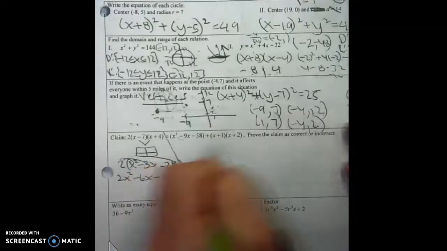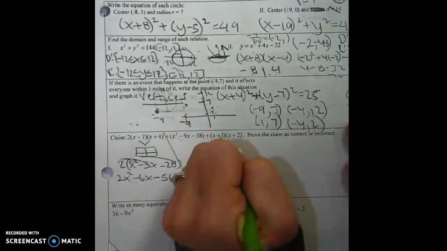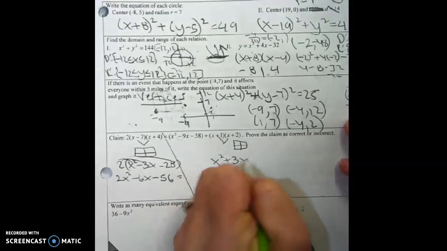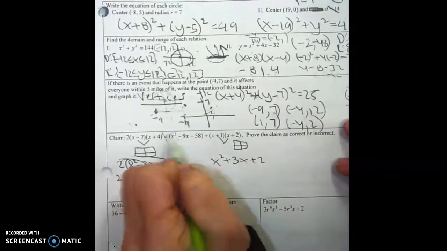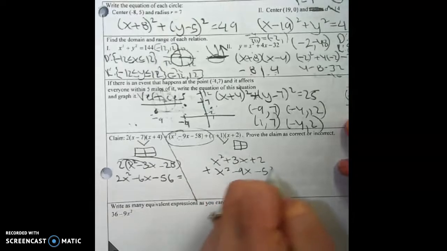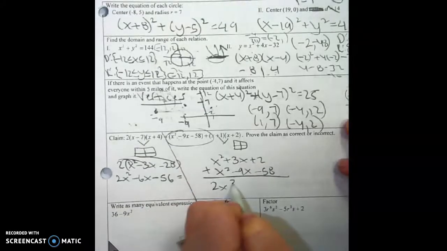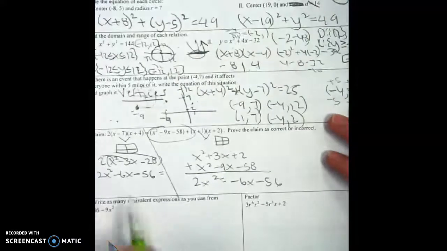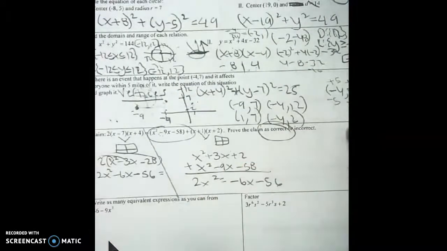So this is being added, but this is being multiplied. So based on PEMDAS, I box it out first, x squared plus 3x plus 2. And now they're asking me to add it to this. So I'm better if I add vertically. I get 2x squared minus 6x minus 56. Oh, they're exactly the same, so the claim is correct.